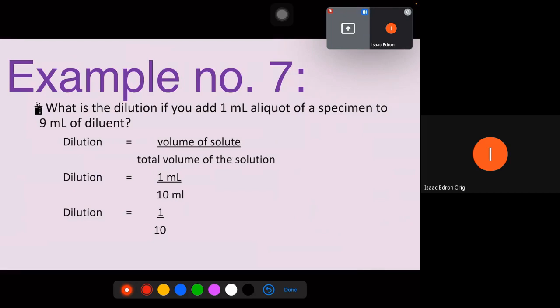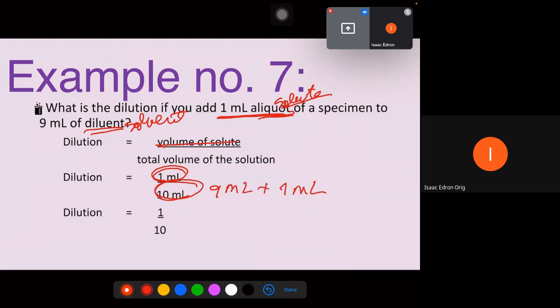So sige, ito lang yung same kanina. What is the dilution if you add 1 ml aliquote of a specimen to 9 milliliters of diluent? So same lang ito kanina, aliquote and diluent, para lang yan siyang solute and solvent, okay? So again, volume of solute is 1 milliliter of the aliquote, and then diluent plus aliquote is 9 ml plus 1 ml is 10 ml. So 1 ml over 10 ml is 1/10. Okay? So dilution niya pa rin is 1/10.